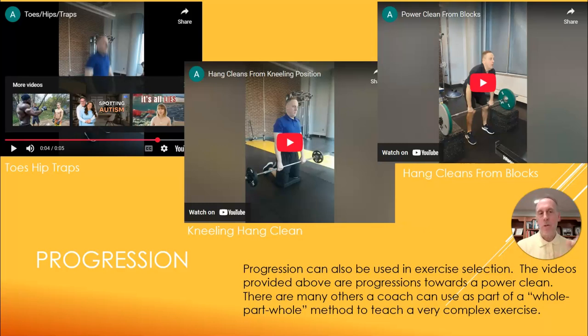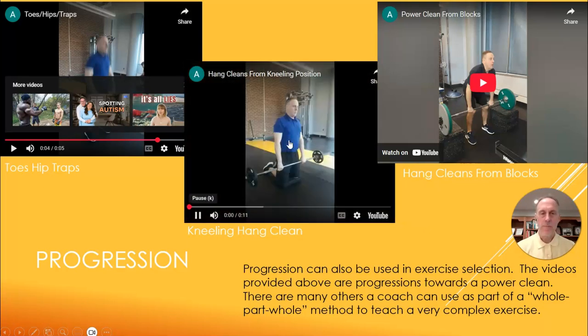When a person does a power clean, you have toes, hips, traps, that contraction. I mean, it's all universal. It all happens as one unit. But in slow kinematic analysis, it happens almost like toes, hips, traps. It's wild to see. So then we go hang cleans from a kneeling position. So we take away part of the musculature here for just a progression.